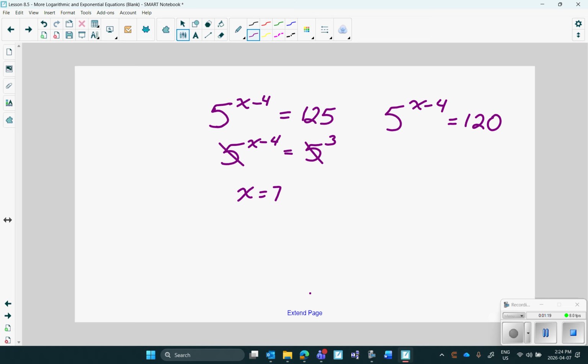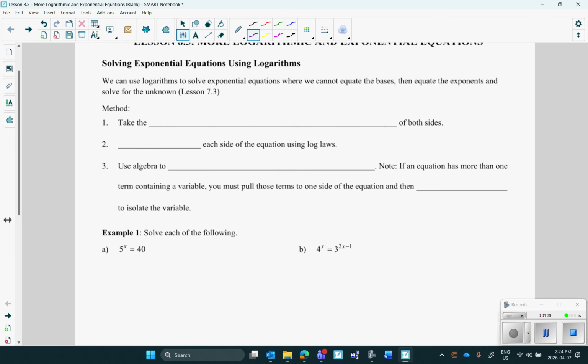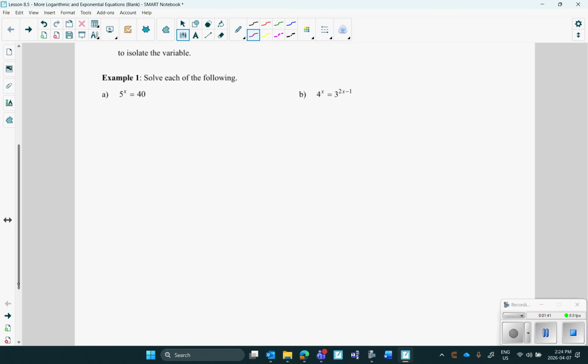Now we're in a bit of trouble. Why? You can't make that a base of 5. Can't make that a number with base 5 or into a power with base 5. But we need to know how to solve these. This is where logs come in. So if I go back here, I'm just going to go to this example first.